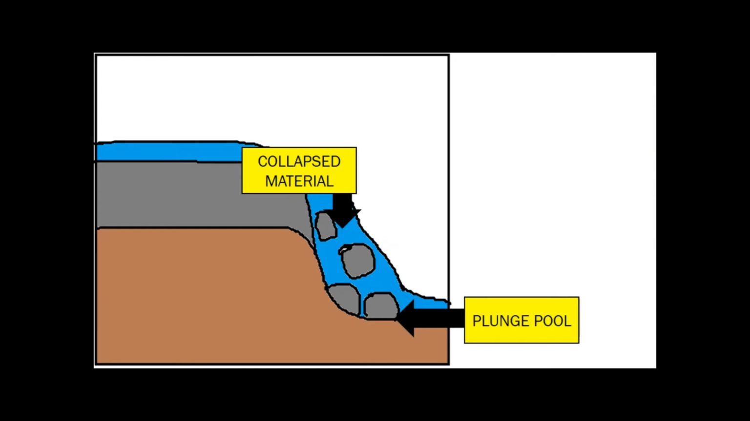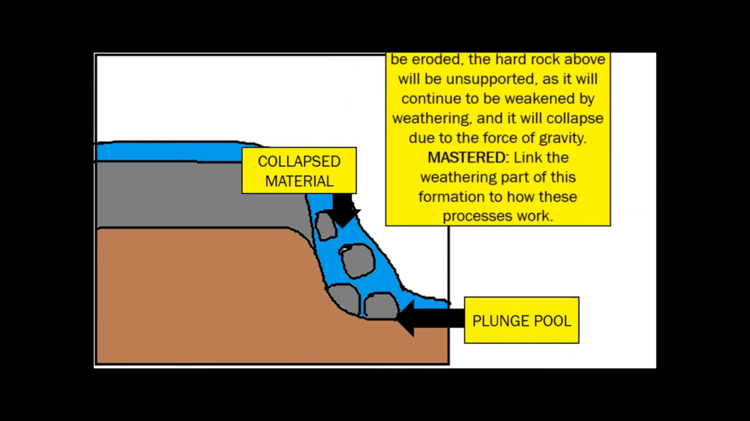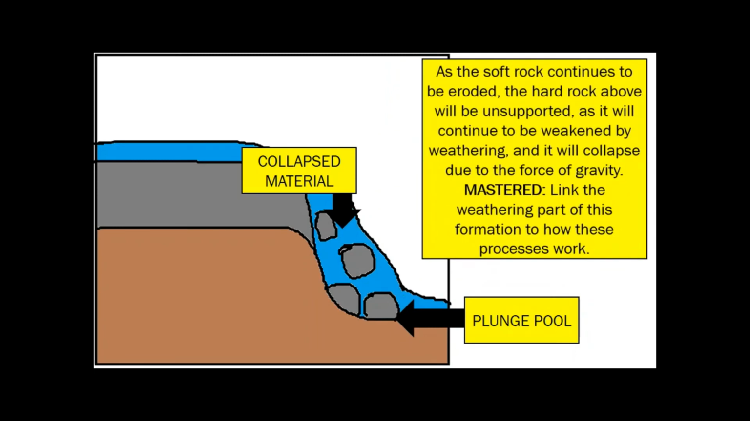The third part of this then is as that plunge pool continues to get deeper and as the hard rock is weathered and eroded over time, that makes it more vulnerable to the force of gravity. So the hard rock is now unsupported and it will collapse because gravity has pulled it down with more ease. This collapsed material, as you can see from the picture here, then falls to the base of the plunge pool, which is still getting bigger and deeper and wider.